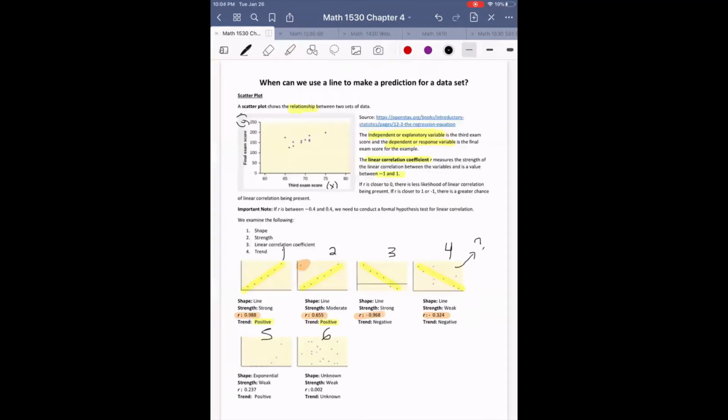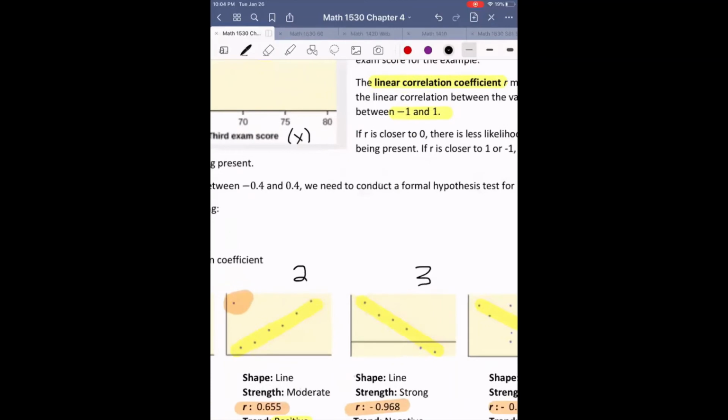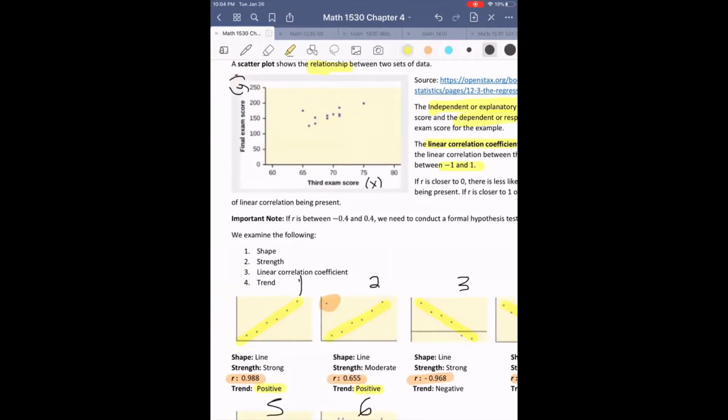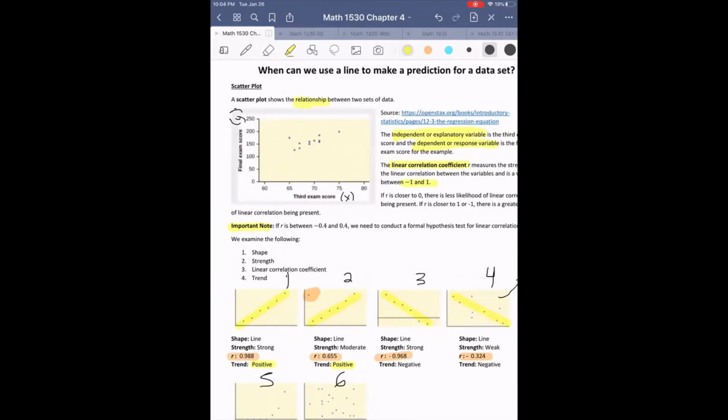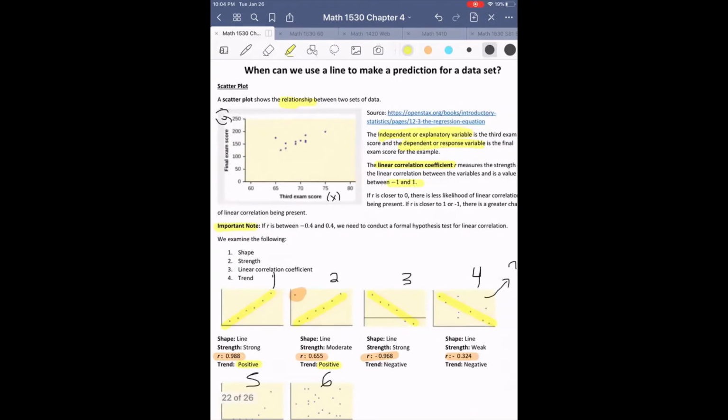And I have a general rule for you to help you determine that up here in these important notes. If your R is between -0.4 and 0.4, we want to conduct a formal hypothesis test for linear correlation. This is when we're getting into the territory where it's a little bit iffy. We don't know for sure if there's linear correlation, but there could be linear correlations there. So we want to test when we have R values, again, between -0.4 and 0.4.